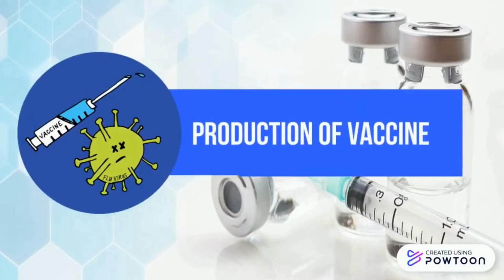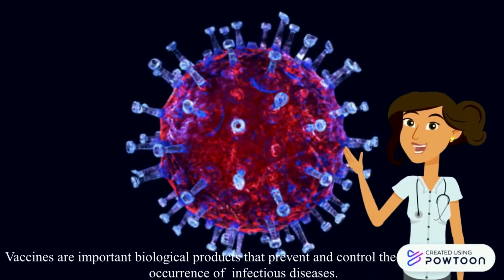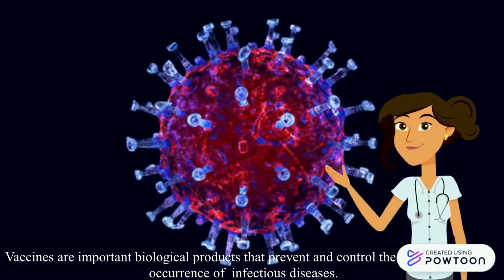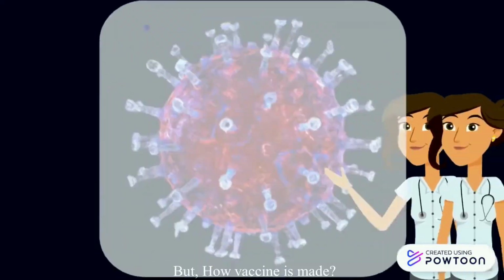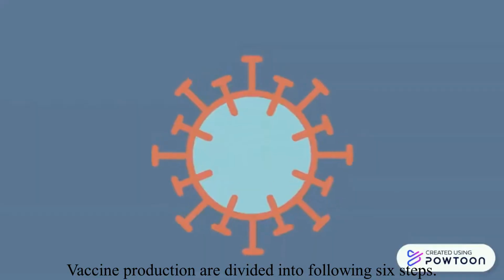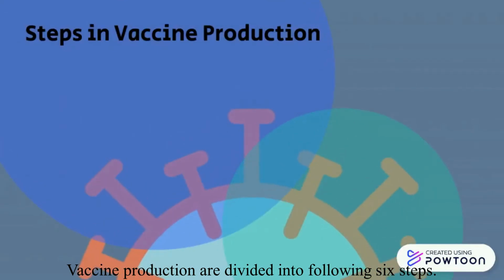Production of vaccines. Vaccines are important biological products that prevent and control the occurrence of infectious disease. But how is vaccine made? Vaccine production is divided into the following 6 steps.